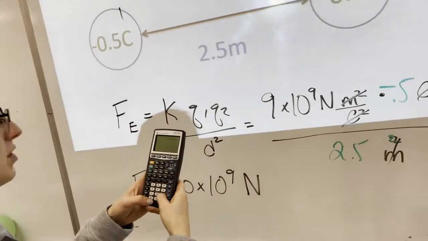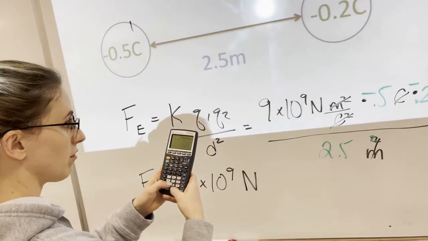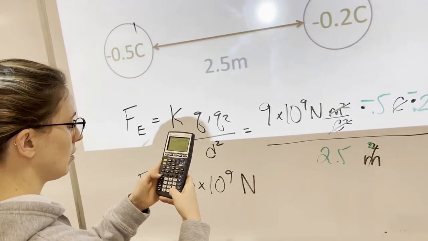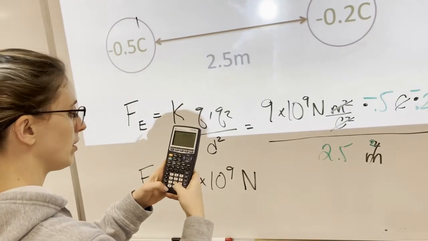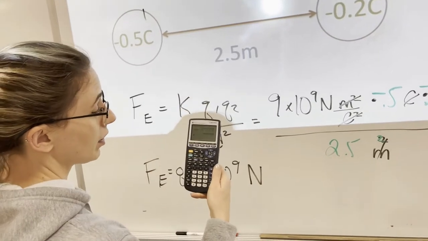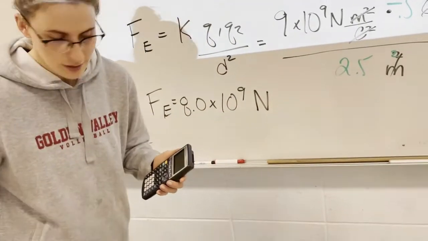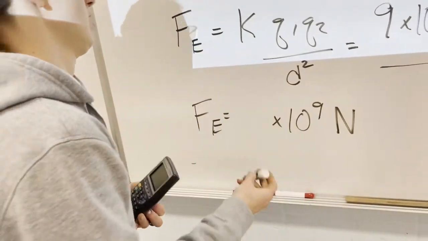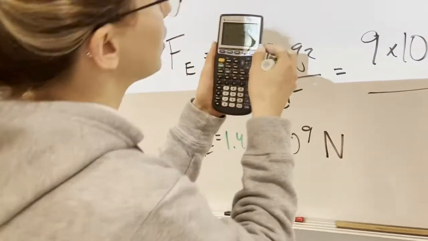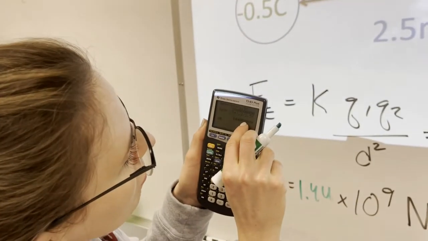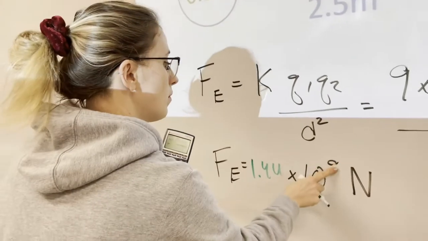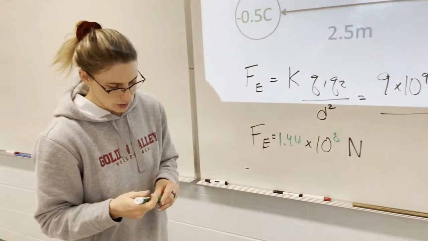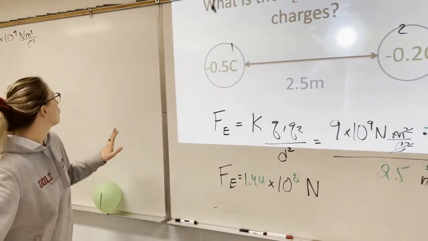9 times 10 to the 9th times -0.5 times -0.2. I divide by 2.5 squared. And I get another really big number. This time it is 1.44 times 10 to the, let's see, 1, 2, 3, 4, 5, 6, 7, 8. So it's less force than the other one, but it's still a huge amount of force.